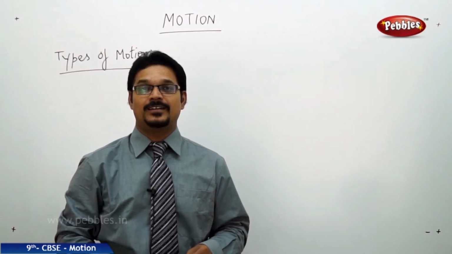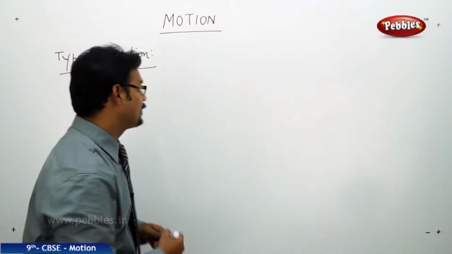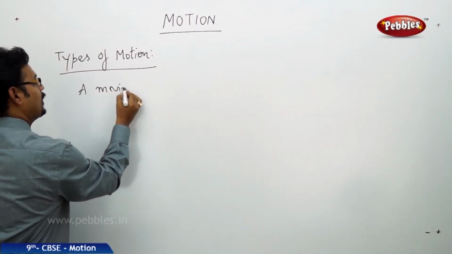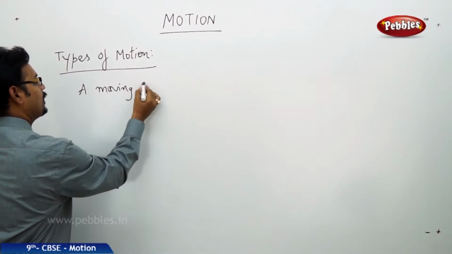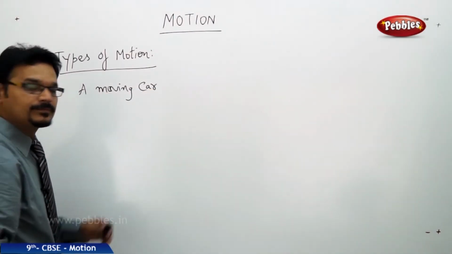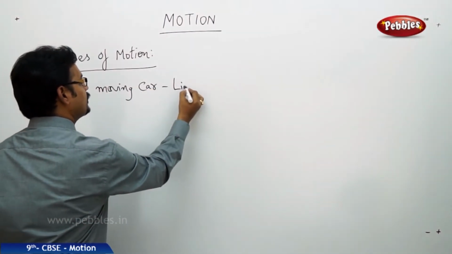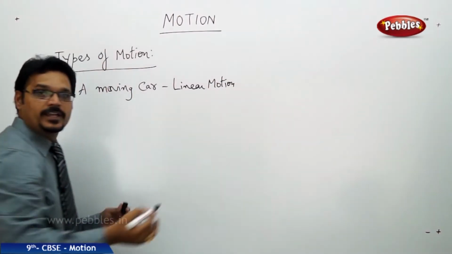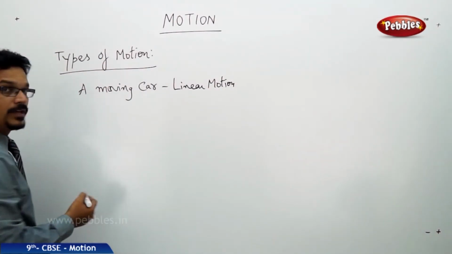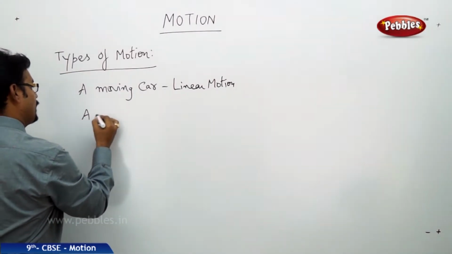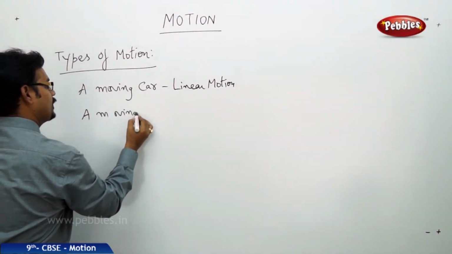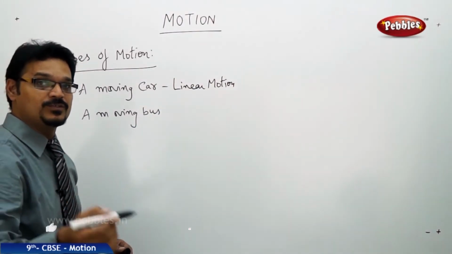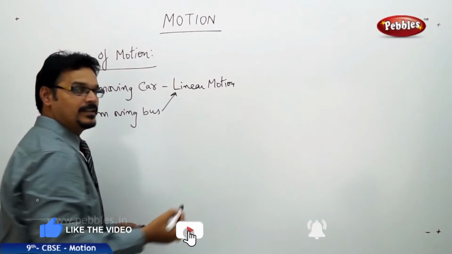Let me write the types of motion. A moving car, it is linear motion, and a moving bus on the road, what type of motion? Yes, you are correct. It is again linear motion.